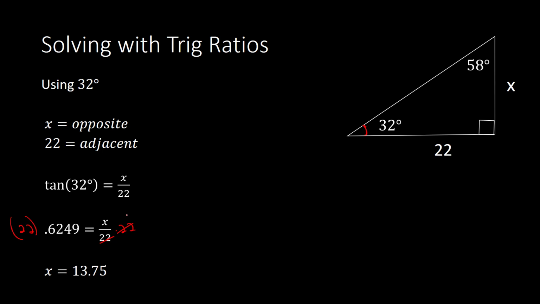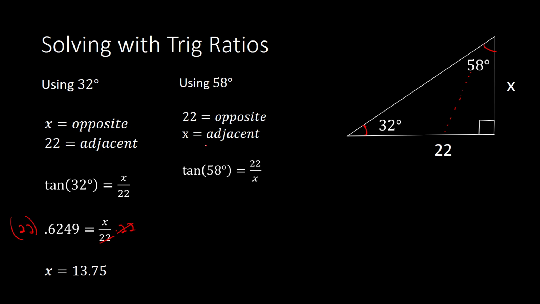Now, like I said, we can use either the 32-degree angle or the 58-degree angle. So using the 58-degree angle, we would find that we would get the same solution. The opposite of 58 degrees would be the 22, and then x would be your adjacent. So then using opposite and adjacent, we once again are going to use the tangent ratio. So we say the tangent of that angle of 58 degrees equals opposite over adjacent, which is 22 over x.